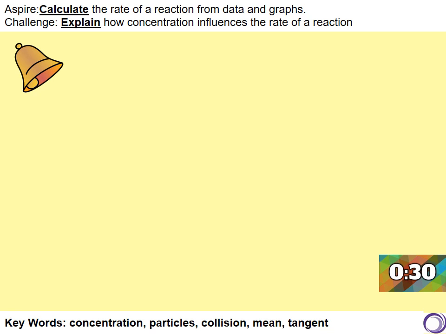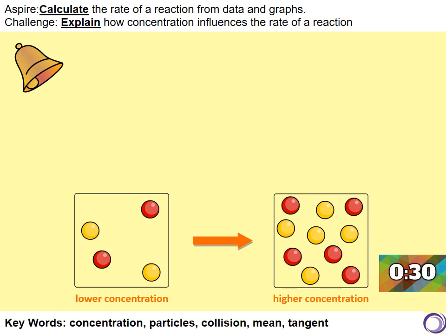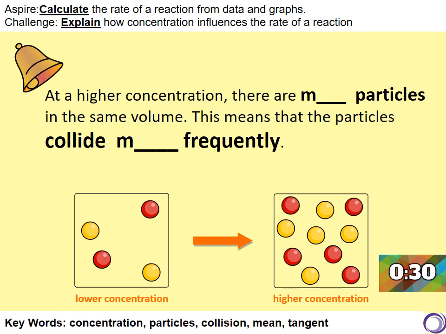Before we start today's lesson, let's see what you can remember. So here's a diagram showing a low concentration and a high concentration. Can you find the missing words in the sentence? 30 seconds, off you go. Great. Did you remember that at a higher concentration there are more particles in the same volume, and this means that the particles collide more frequently?